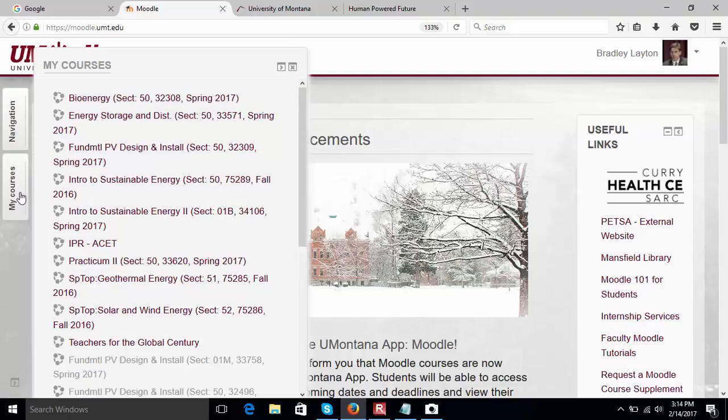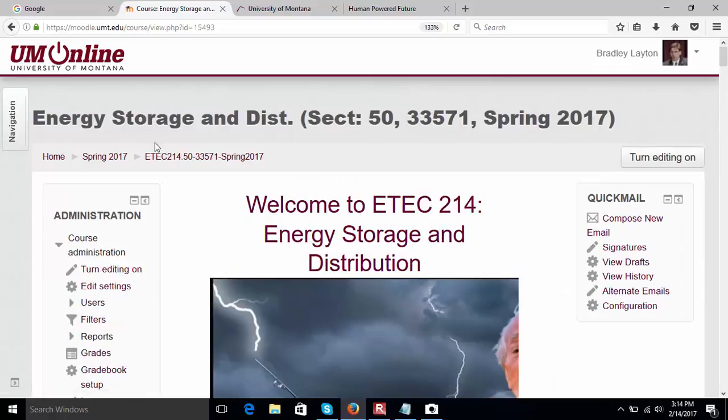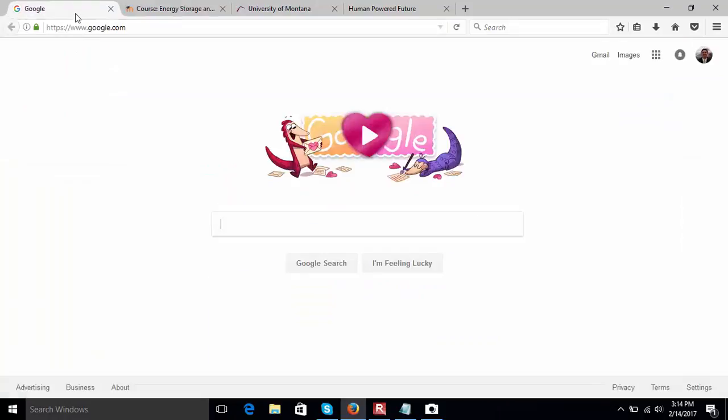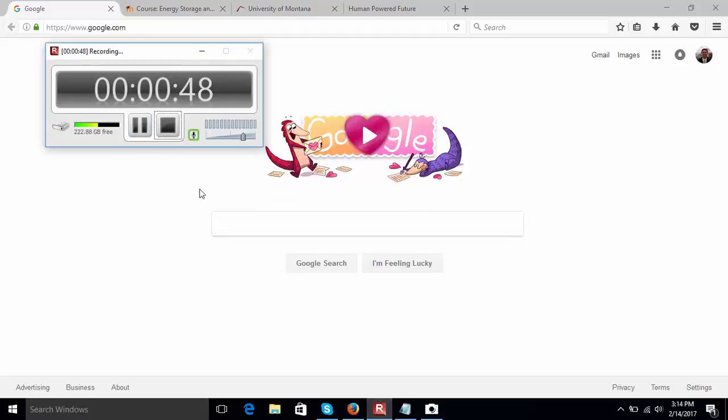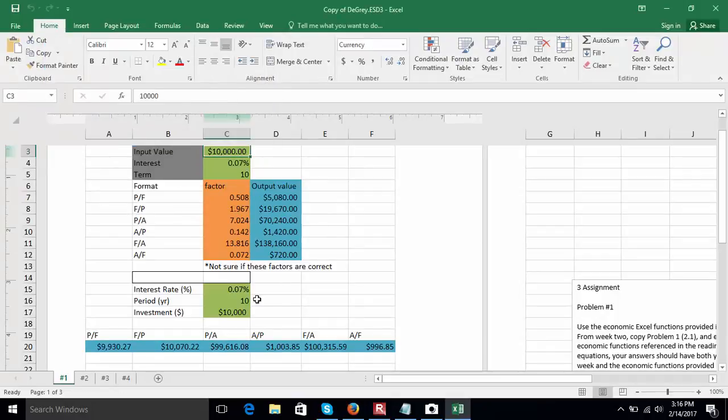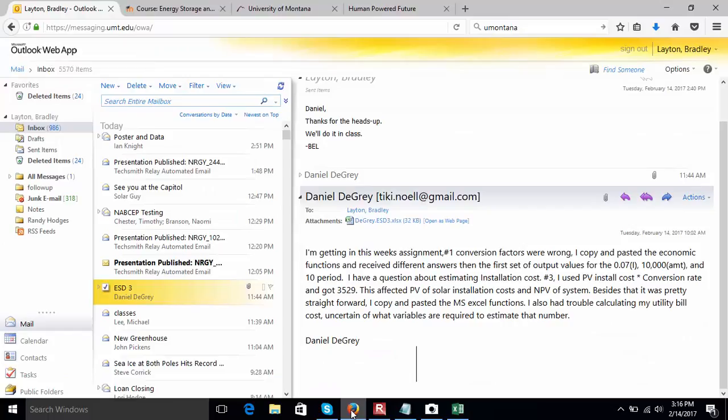Let's get into the shell. I had a couple questions. Let me pause it for 1 second. Okay, so let's just start right off with a question. Daniel said he's getting the conversion factors wrong. Copied and pasted the economic functions, received different answers in the first set of values. So let's just go back and check on those.